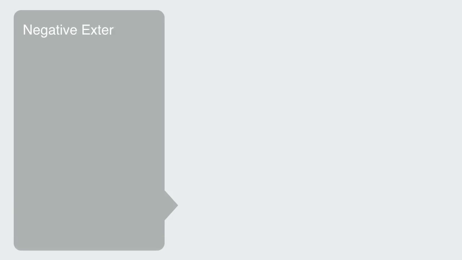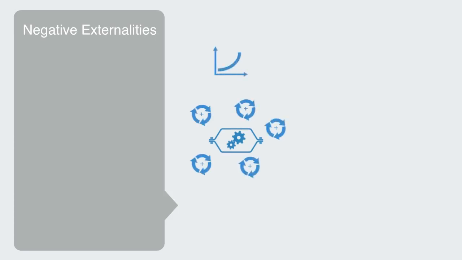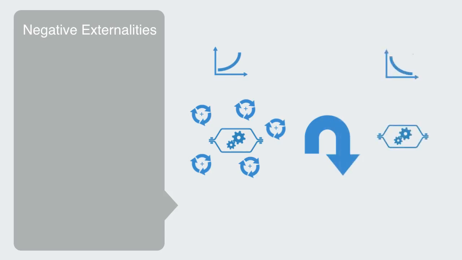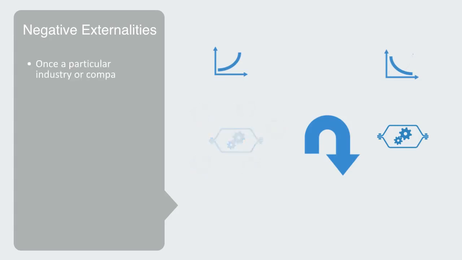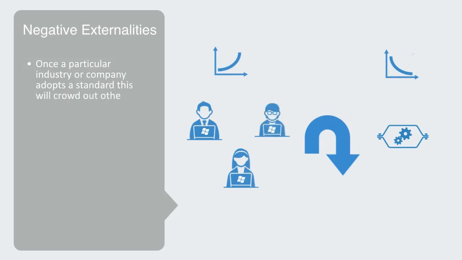Both positive feedback and the network effect are powerful forces that, once they take hold of a particular technology, will amplify it. But we can also add to this negative externalities, meaning that when someone chooses to use a particular technology, that choice decreases the value of another competing technology for all of its users. Once a particular industry or company adopts a particular standard, this will crowd out others, because the more a particular technology or standard grows, the greater the cost to other people if they choose not to use it.